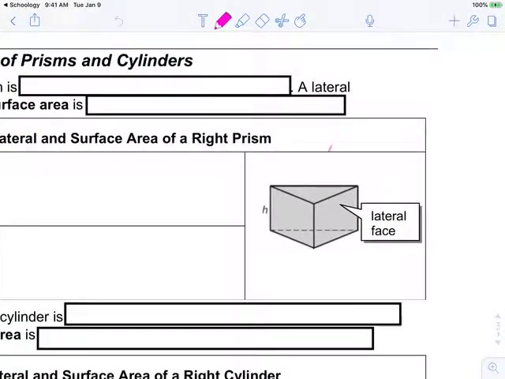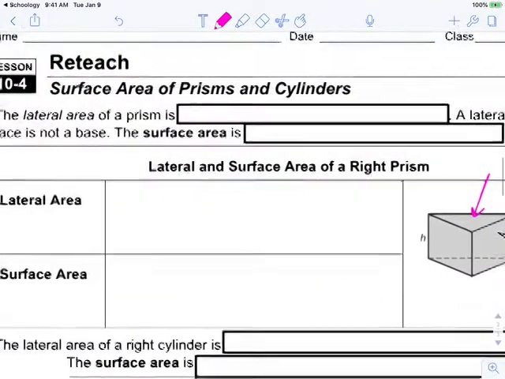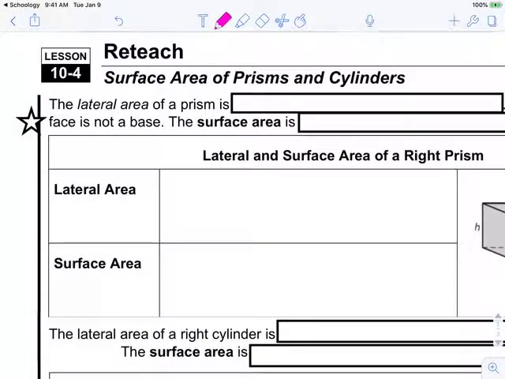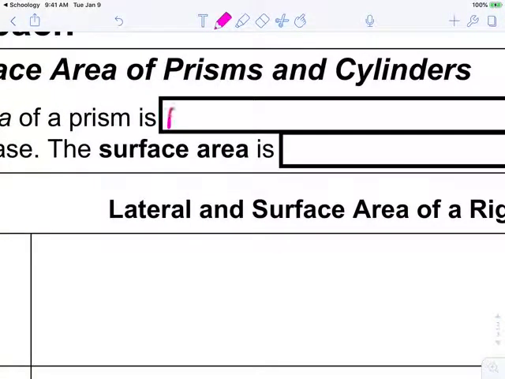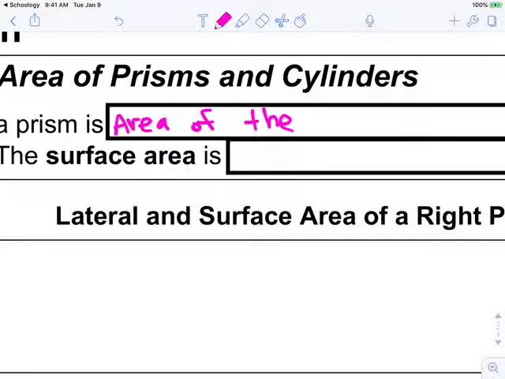Lateral surface area of what shape is this? It starts with a P. Prism. It's a prism. So if we pay attention here, take a look. This is a prism. Lateral surface area of a prism is, all we do is we take the area along the outside, the faces. We don't talk about the bases. We talk about the area of the faces. So if you could, add that to your notes.